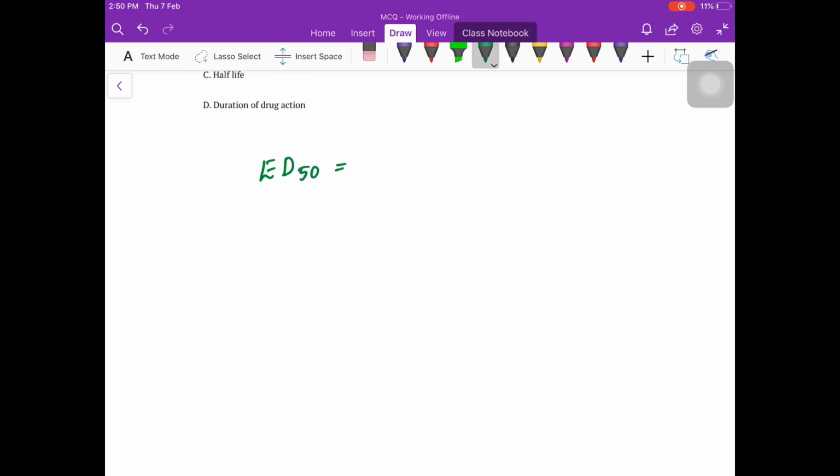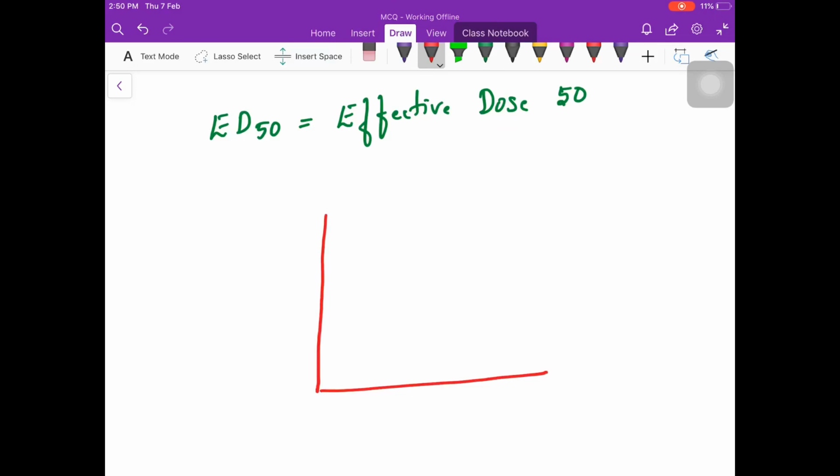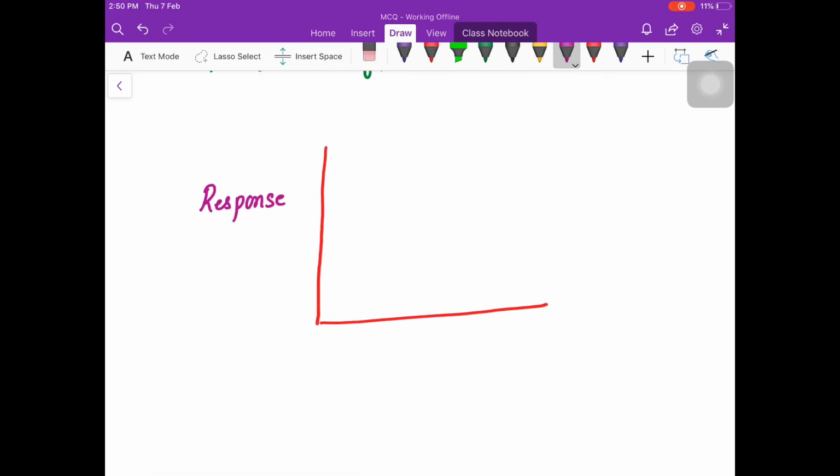So it is effective dose 50. So what do you mean by this effective dose 50? In order to understand that, let me draw a graph. This is the graph, and you need to know the graph: the y-axis represents the response, and the x-axis represents the drug dose.